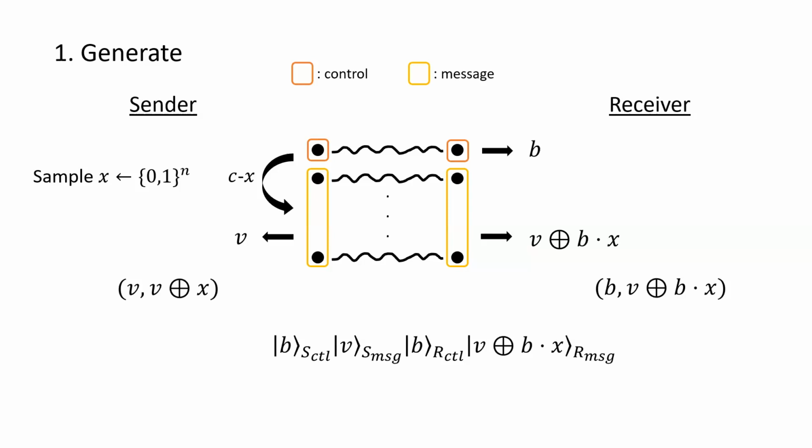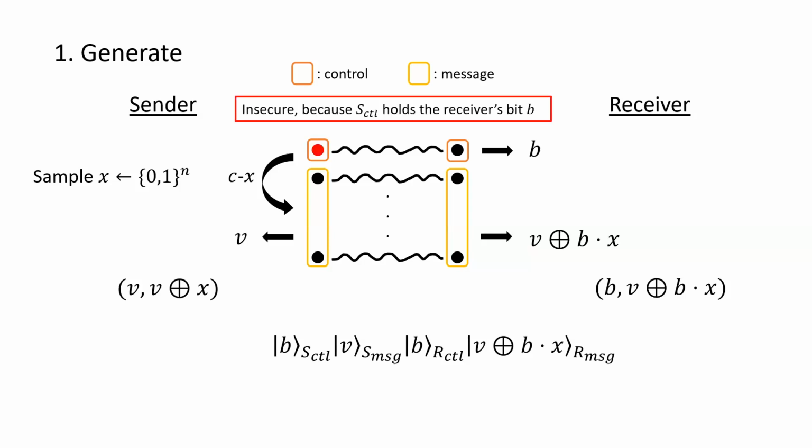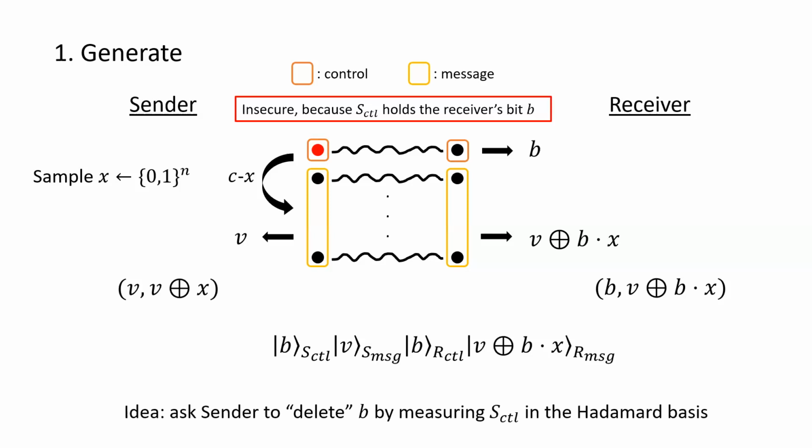So why is this insecure? Well, the sender still has this control register around, and if she measures that control register in the standard basis, she will learn the bit B that the receiver has, right? So this exactly leaks the receiver's choice bit B to the sender if the sender does this, okay? So our idea is basically to request that the sender doesn't do this, by instead asking them to delete their knowledge of B by measuring their control register in the Hadamard basis, okay?